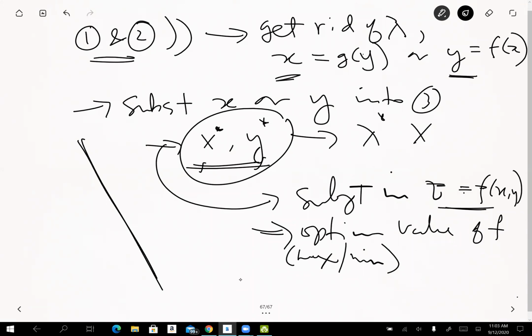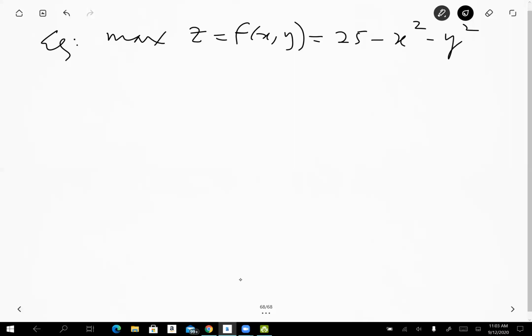I have time. We consider one example, and then I give you another example to work out. Maybe I give you some homework questions. So for the example, let's say we want to maximize z equal to f of xy equal to 25 minus x squared minus y squared, subject to the constraint 2x plus y equal, no, I'm sorry.